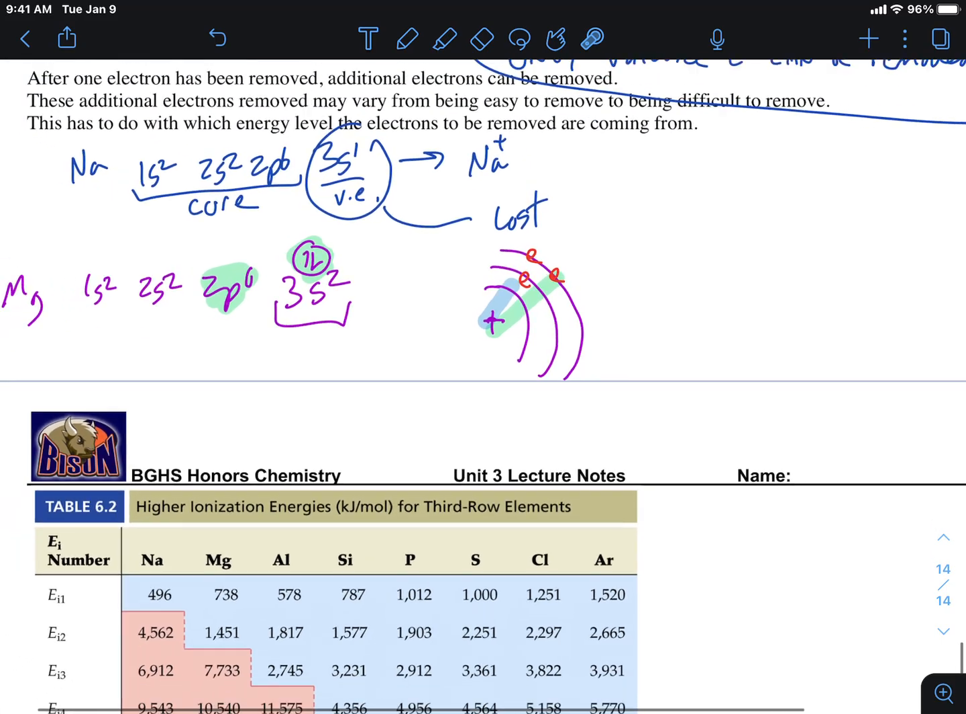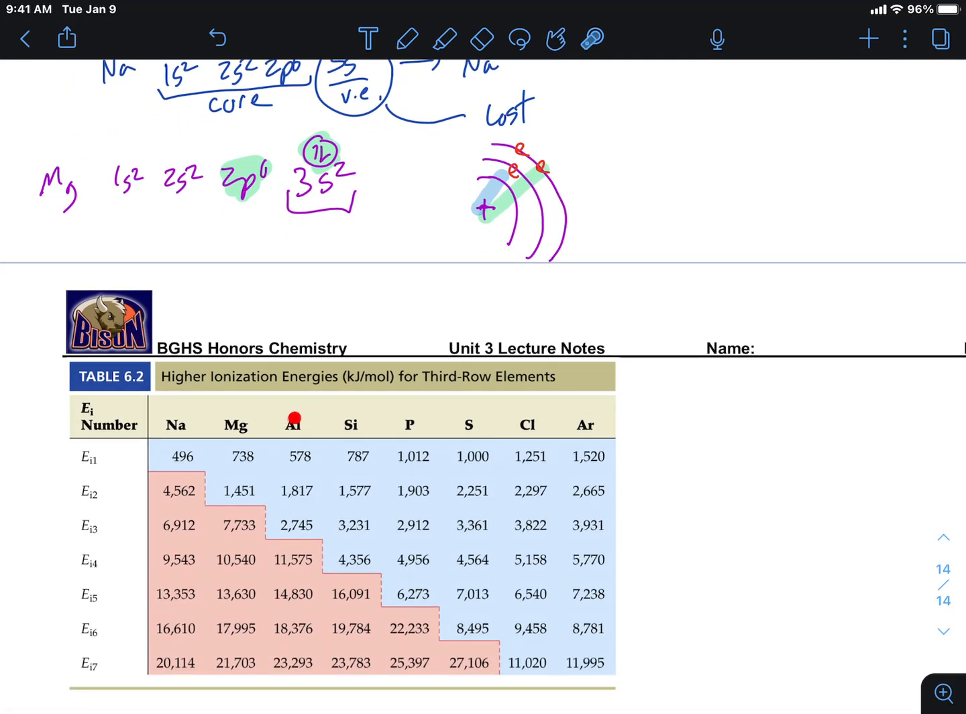Right? So aluminum has 3 valence electrons. You can clearly tell because 500, 1800, 2700, 11,000, this gigantic jump right here. After you've pulled off 3 electrons, the 4th electron would be coming from the core. It won't be removed. Is this making sense, guys?